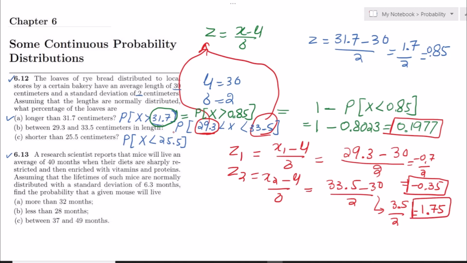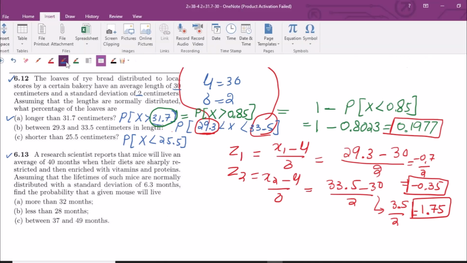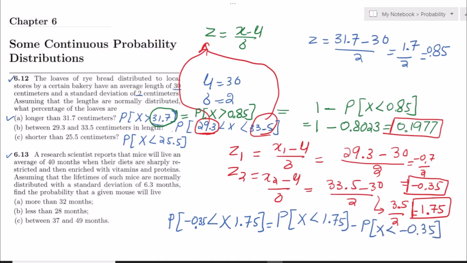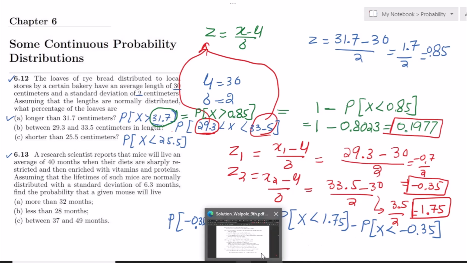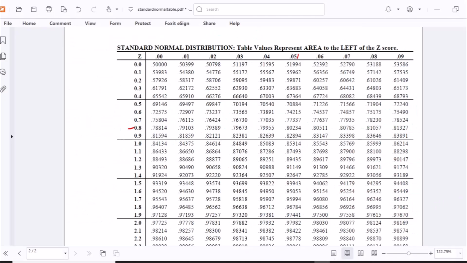So therefore this formula would become: Z is greater than minus 0.35 and less than 1.75, and this would be the probability that Z is less than 1.75 minus the probability that Z is less than minus 0.35. You have to find these values and then write the answer. Let me write them here. So the probability that Z is less than 1.75.